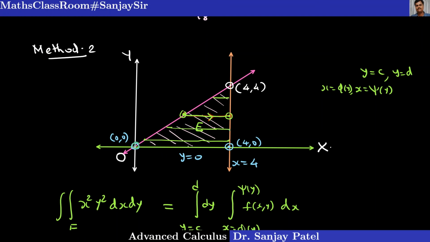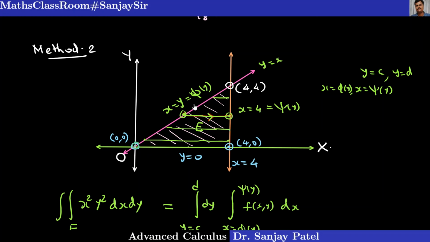And this left hand curve, which is the same, gives us the equation x is equal to phi y. You know, this is the line y is equal to x, which we can write as x is equal to y, and this as a function, say phi of y. And finally, when you exit the region, this curve, which is the line given by x equal to 4, that is my psi y. So the equation of this curve is x equal to 4, and the equation of this curve is x equal to phi y.